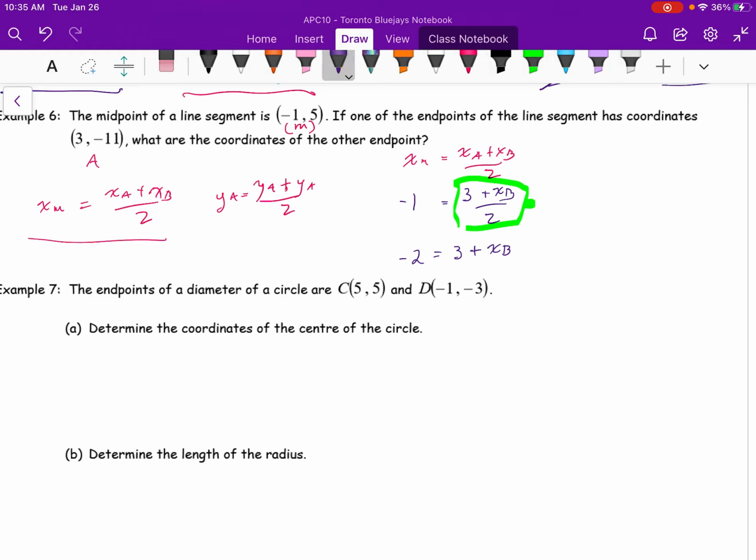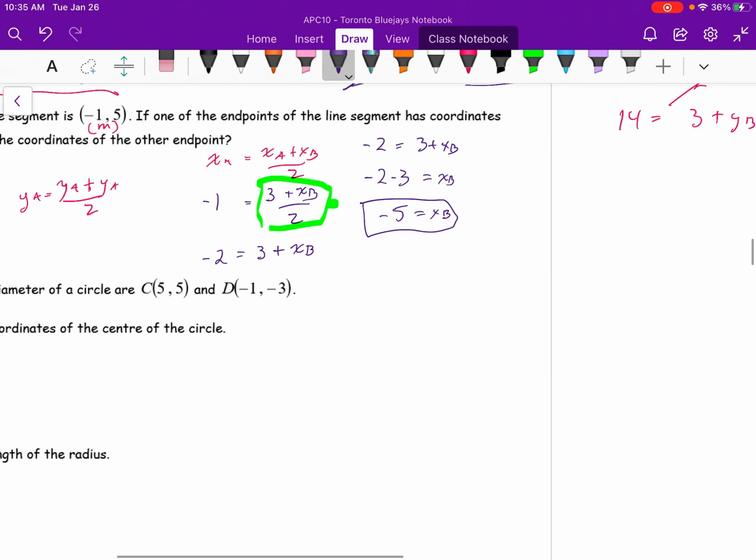Now I'm just going to finish this off for the x-coordinate. So I have -2 is equal to 3 plus xb. What I know is I could subtract 3 from both sides. And what I get is the x-coordinate of my other endpoint is 5. So I'm going to put a box around that, set myself up.